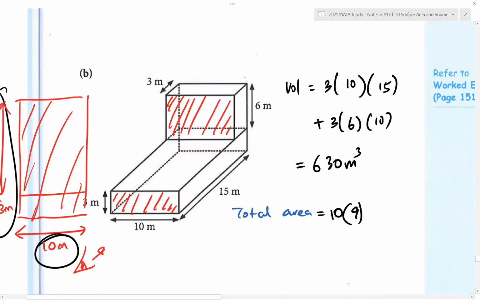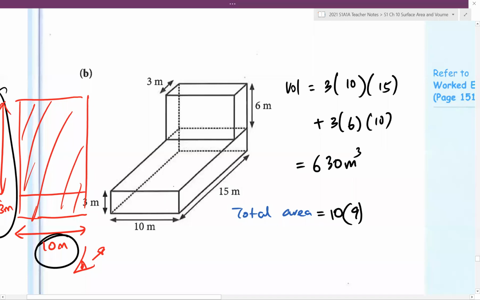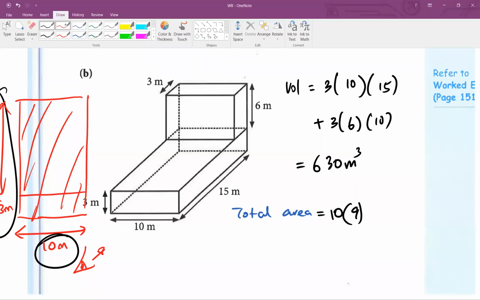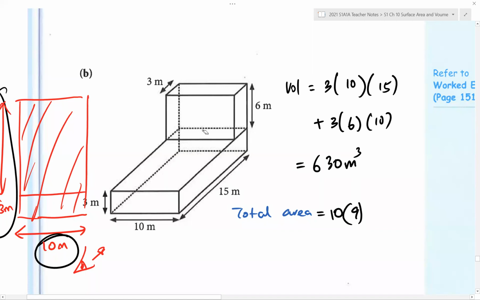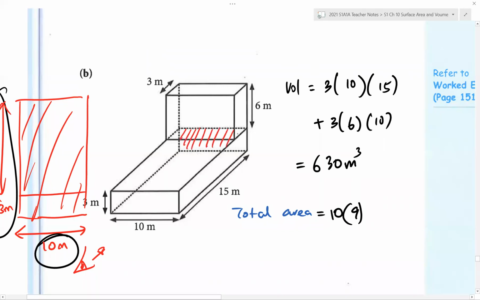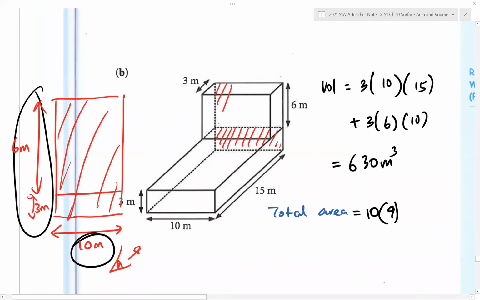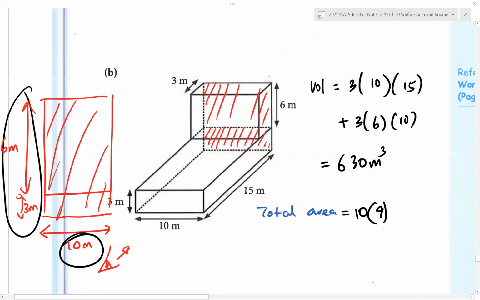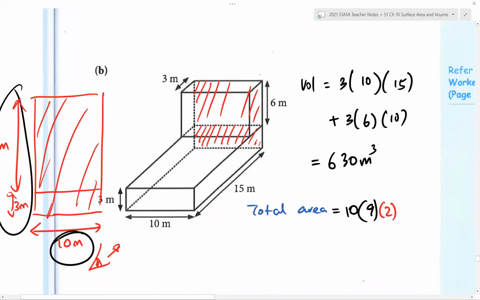The back. The back is the same rectangle. Where is the back? Let me shade it in red for you. So the bottom one. The bottom. Same as well as the top. It is the same. So instead of doing it again, just multiply by 2. So that is the front and the back. So we go to the side now. Side and side.